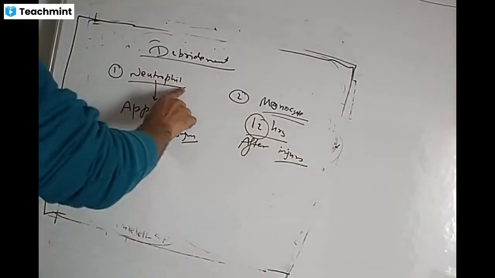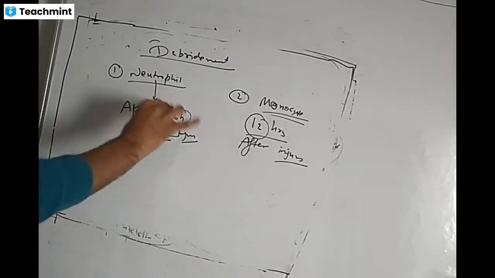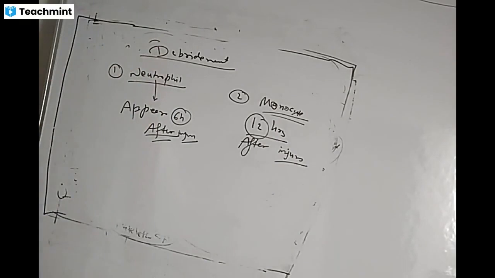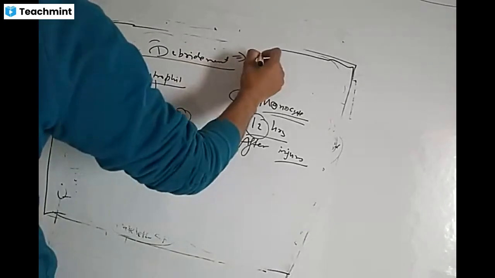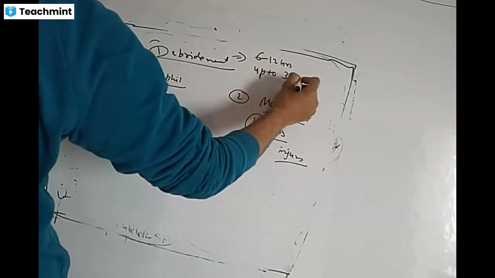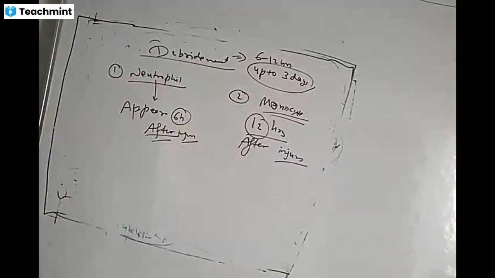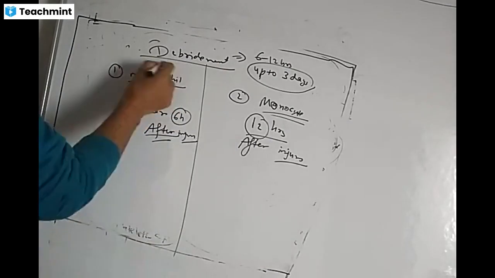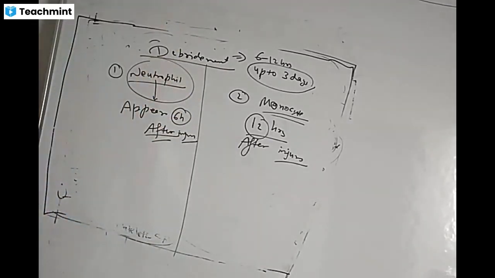First we'll see the role of the neutrophil, how they kill the bacteria and remove the debris. After coming here, they appear after 6 hours. Now this debridement phase duration is 6 to 12 hours, but it may be up to 3 days. So first we'll see the role of the early appearing cells that are neutrophils.